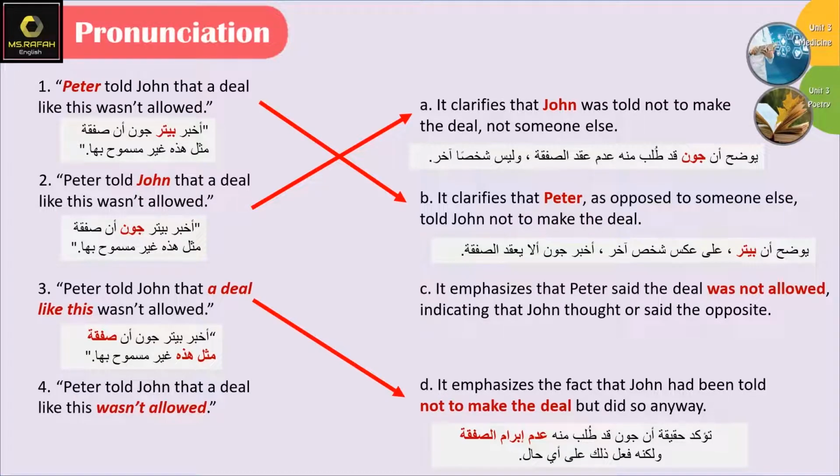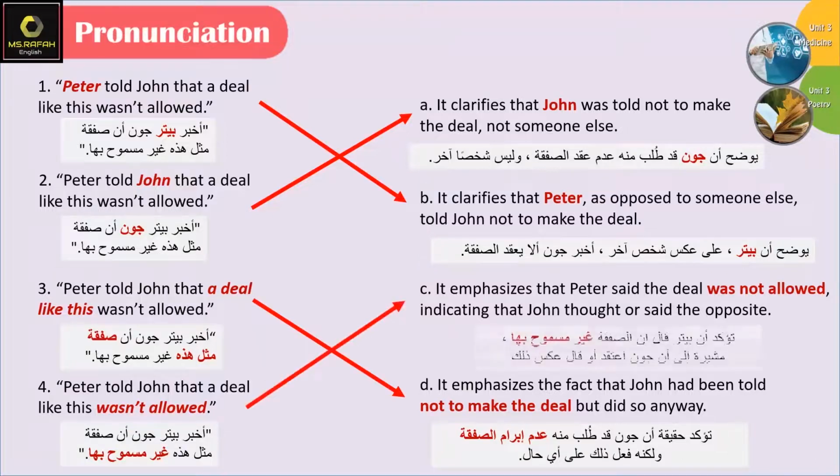Number 4. Peter told John that a deal like this wasn't allowed. C. It emphasizes that Peter said that the deal was not allowed, indicating that John thought or said the opposite.